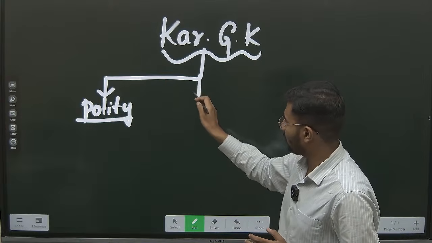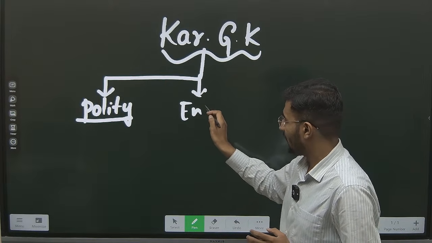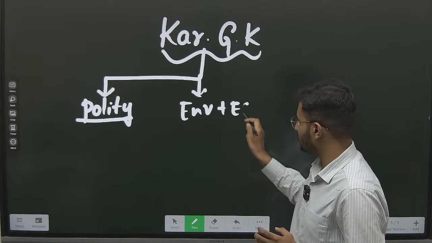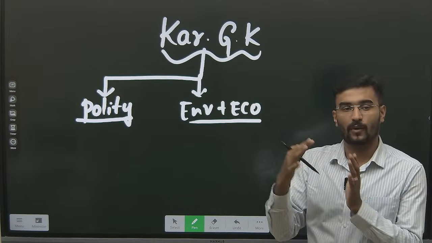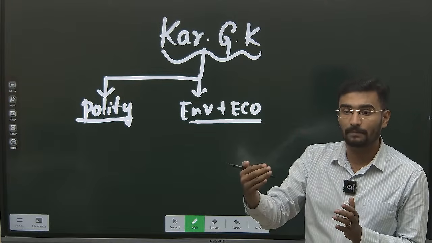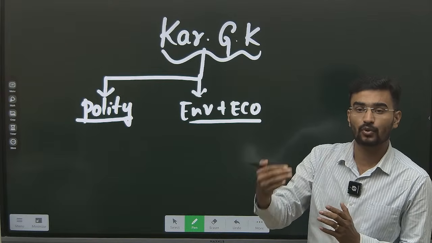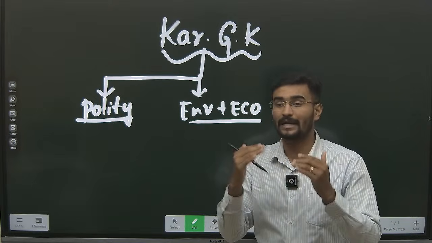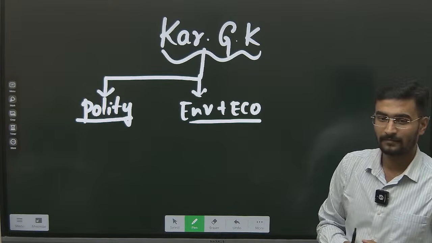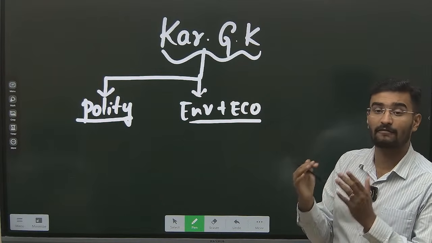Along with that, I'll also be discussing environment and ecology related to Karnataka. Under environment and ecology, the questions are about national parks, tiger reserves, zoos, biological heritage sites or biodiversity heritage sites, wetlands, and Ramsar sites. This I'll be discussing under our environment.